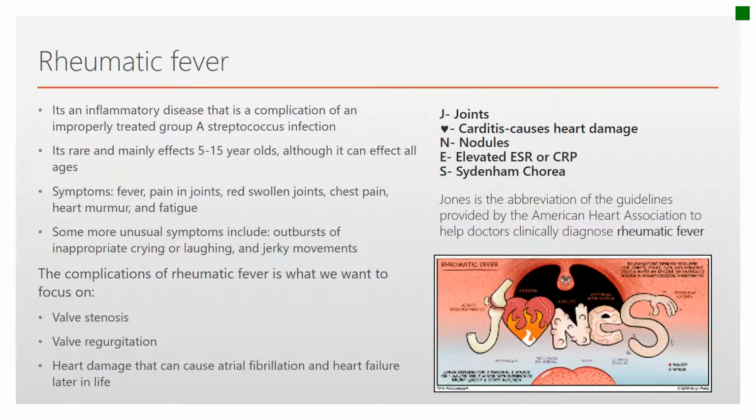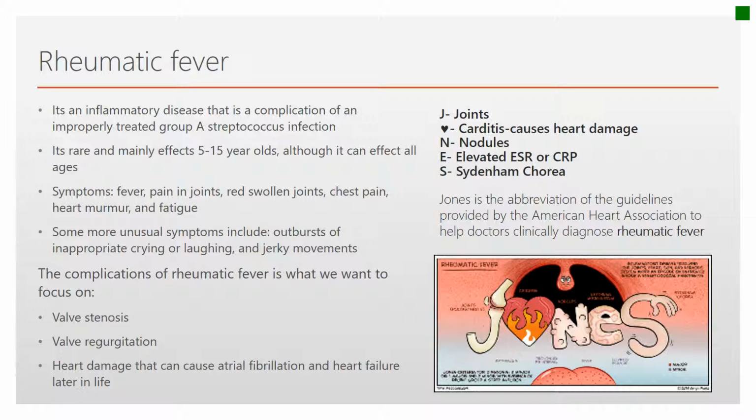Rheumatic fever is an inflammatory disease that is a complication of an improperly treated group A streptococcus infection. It's rare and mainly affects 5 to 15-year-olds, although it can affect all ages. Symptoms include fever, pain in joints, red swollen joints, chest pain, heart murmur, and fatigue. Some more unusual symptoms include outbursts of inappropriate crying or laughing and jerky movements. The complications of rheumatic fever is what we want to focus on. They include valve stenosis, valve regurgitation, and heart damage that can cause atrial fibrillation and heart failure later in life.